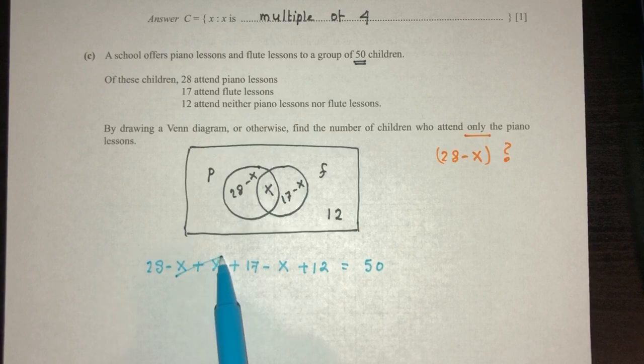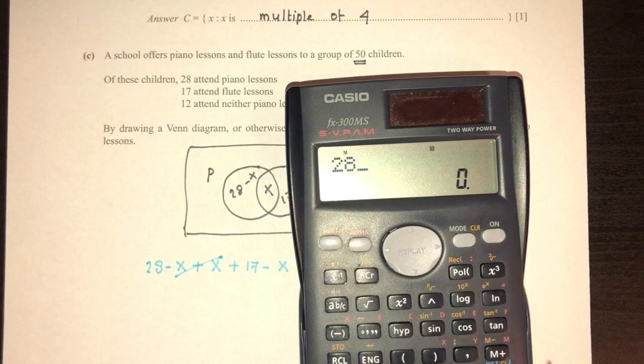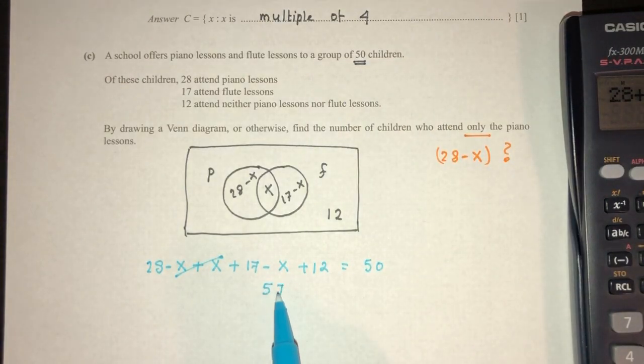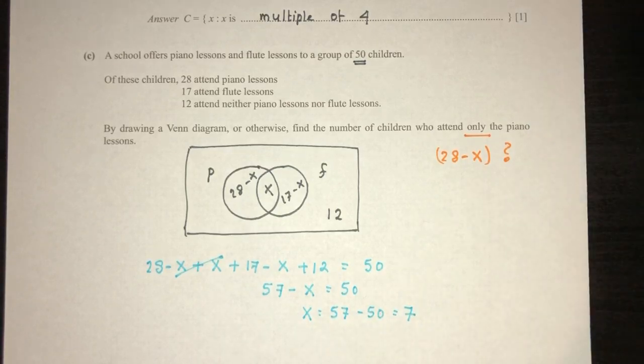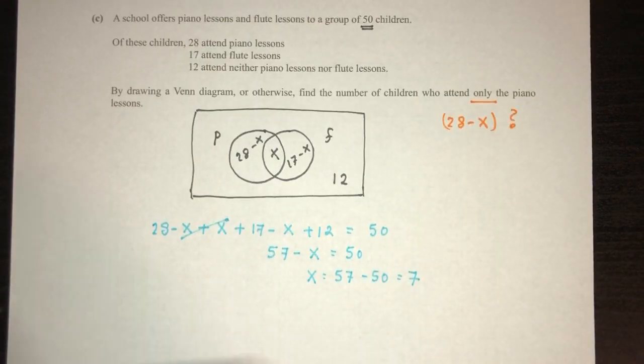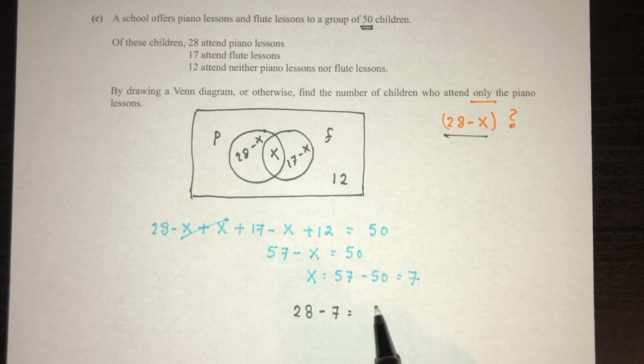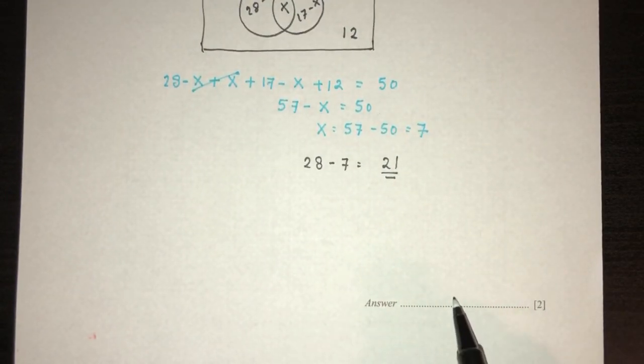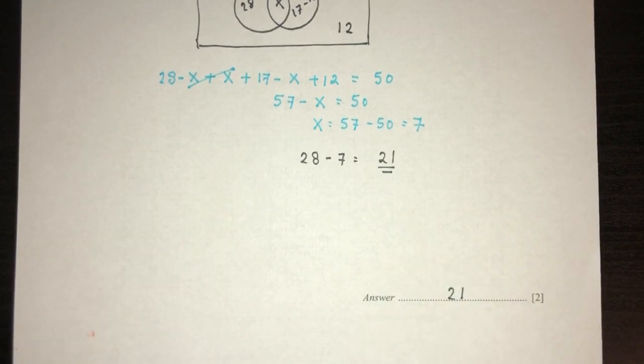Now these two will cancel out. So you have 28 plus 17 plus 12, which is 57, minus x is equal to 50. x will be 57 minus 50. That will be 7. So from this you can derive your value of this one. Only piano will be this one, which is 21. So 21 will be your answer for question part C. And that is your question number 5.